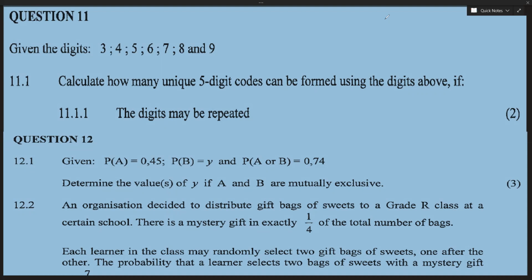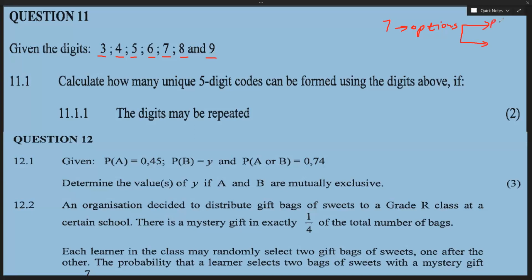So on question 11, we are given the digits. How many digits? Let's see. 1, 2, 3, 4, 5, 6, 7. So which means we have 7 options. So the amount of things given is your options, basically. Perfect. And then before I even read the question, I know this.